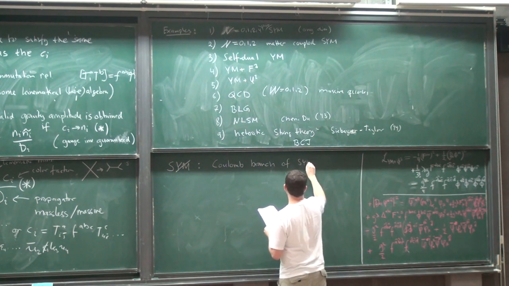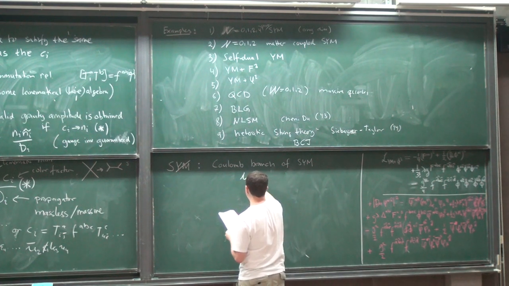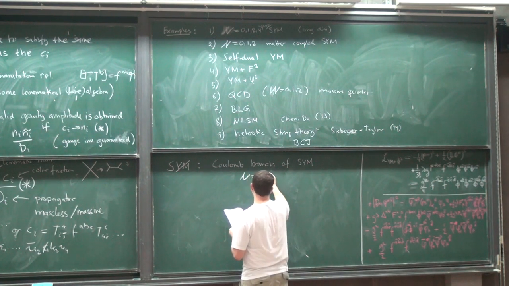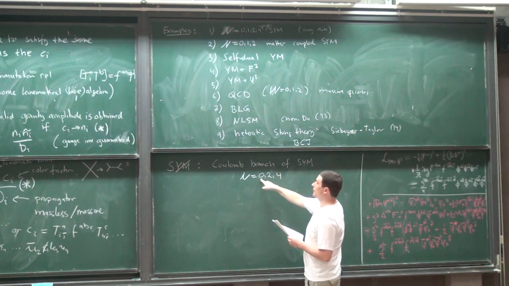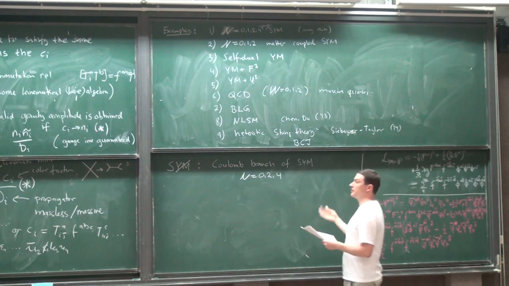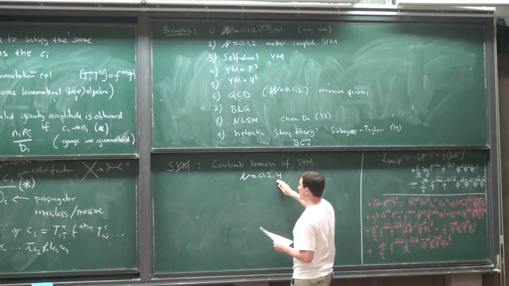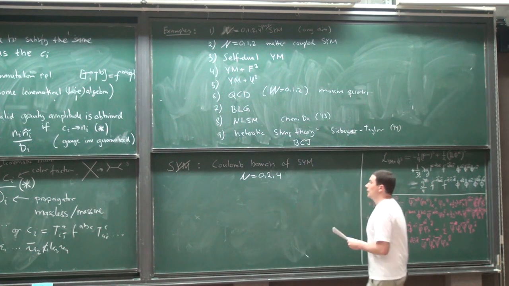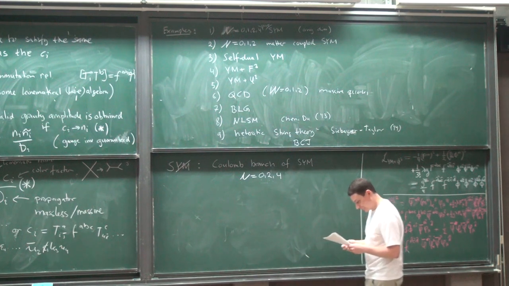Of super Yang-Mills. And for that, you need to have either n equals 0, 2, or 4. And by n equals 0, I don't mean pure; I mean pure Yang-Mills plus at least one scalar. But here it's just pure n equals 2, pure n equals 4. Pure n equals 1 doesn't have a Coulomb branch because it doesn't have a scalar.